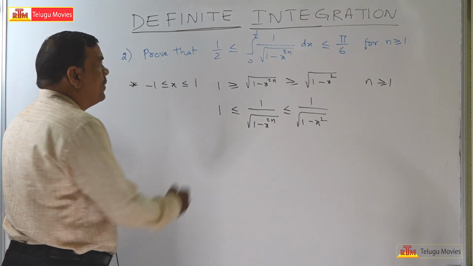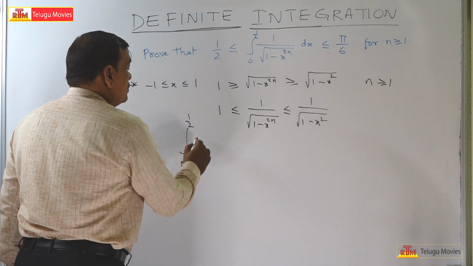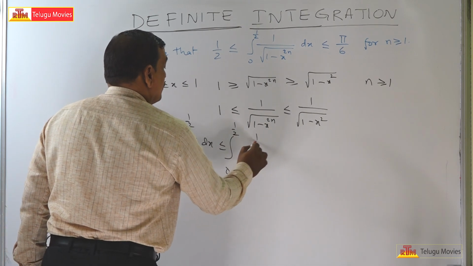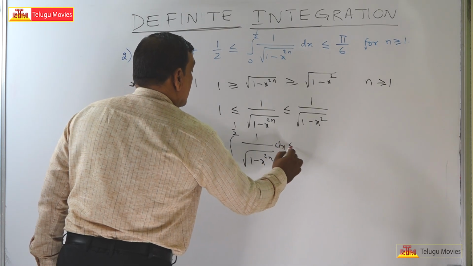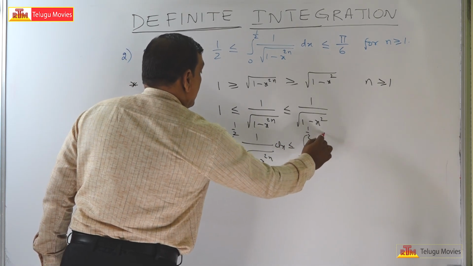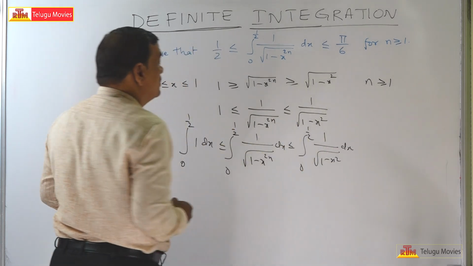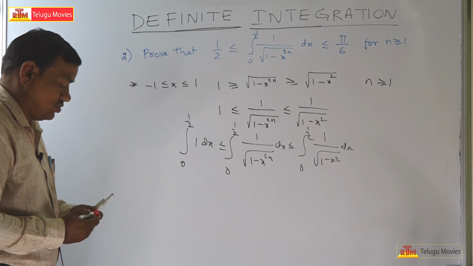Now, apply this over the interval 0 to 1 by 2. The integral of 1 dx is less than or equal to the integral from 0 to 1 by 2 of 1 upon root of 1 minus x power 2n, which is less than or equal to the integral from 0 to 1 by 2 of 1 upon root of 1 minus x square dx. Okay, so I applied this. Now, let us calculate the solution.